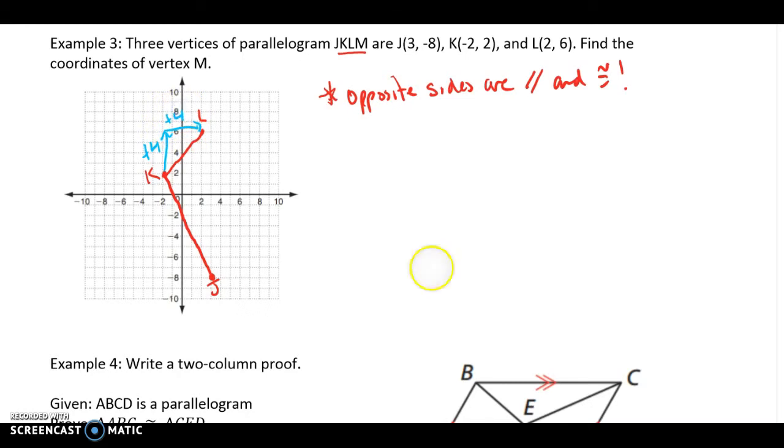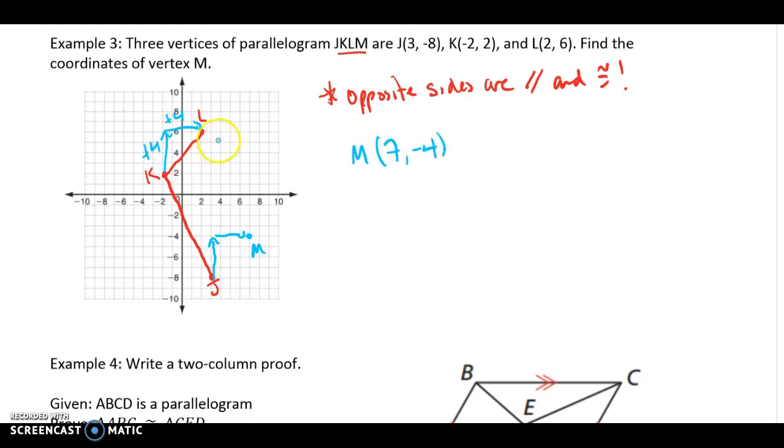So let's repeat the exact same thing. Go up 4 and over 4. So that's going to get me this point, 7, negative 4. All right, so our point M is at, again, 7, negative 4.